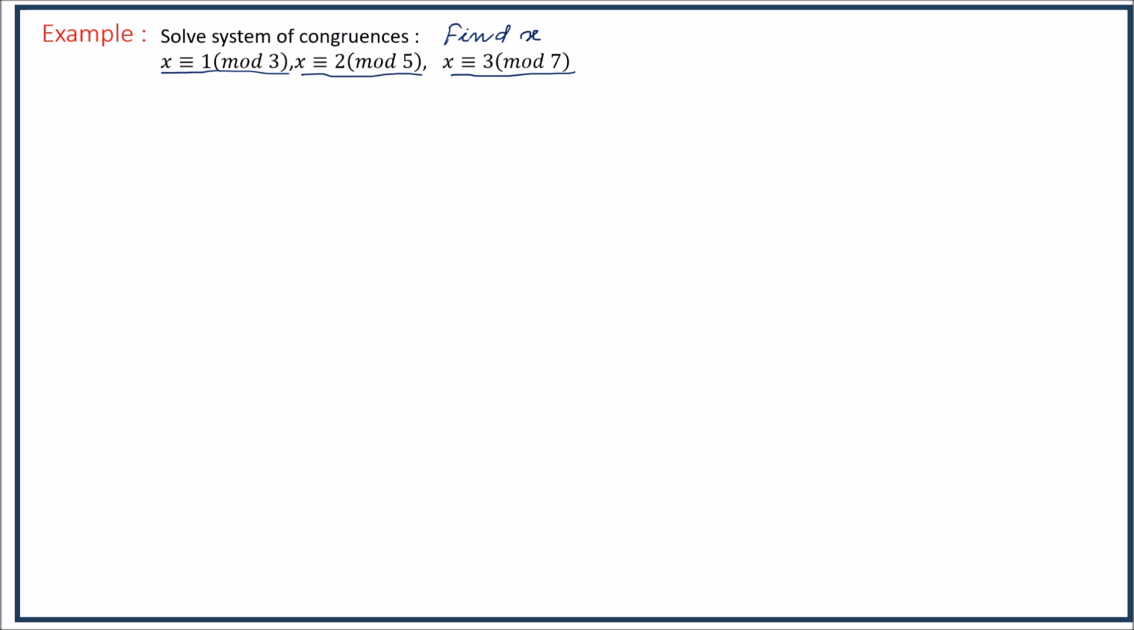So first we'll check whether n1, n2, n3 are co-prime or not. That means we have to see pairwise that 3, 5, and 5, 7, and 3, 7 are co-prime pairwise. That means I can apply the remainder theorem.